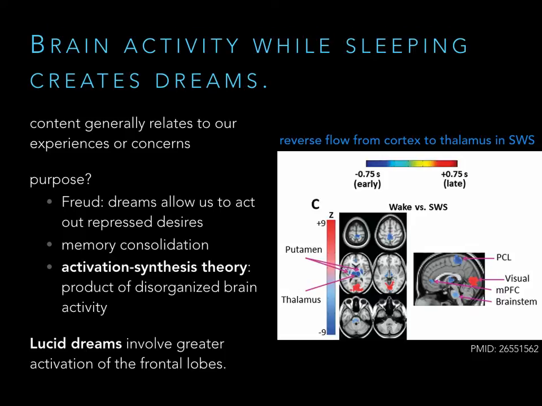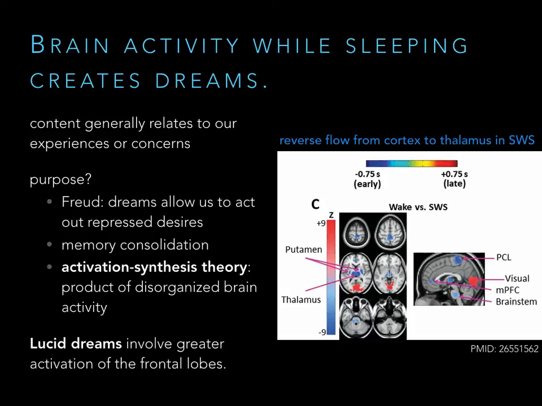Now, I mentioned the activation synthesis theory, saying that there's disorganized brain activity that produces dreams. What do we mean, disorganized brain activity? Well, normally there's a flow of information from our senses to the thalamus to the cortex. Here's the weird thing that happens during slow wave sleep: the visual parts of the brain, that visual cortex, actually becomes active before the thalamus. So it seems like information is flowing in a reverse order. All right, that's what this information here is telling you.